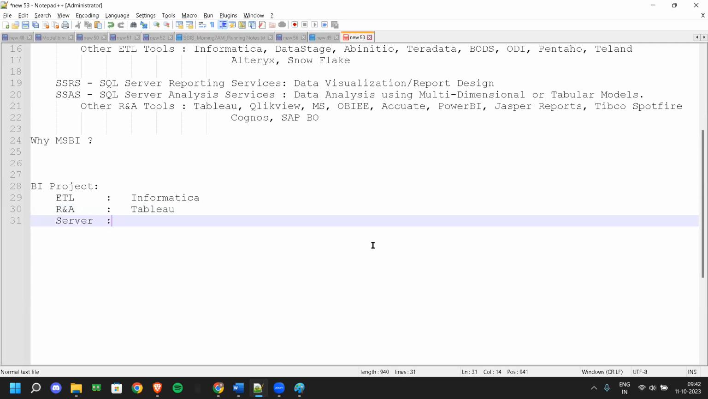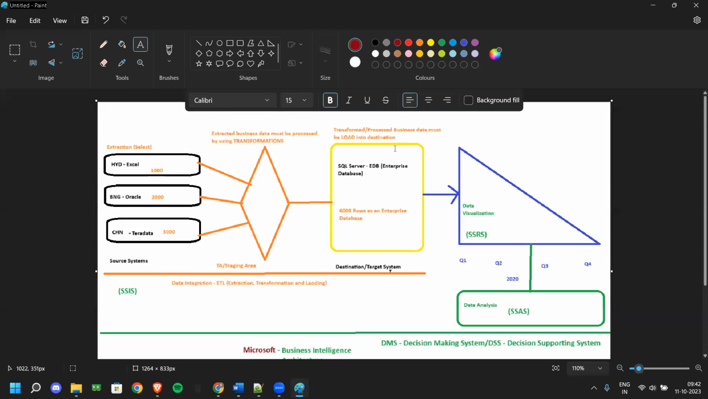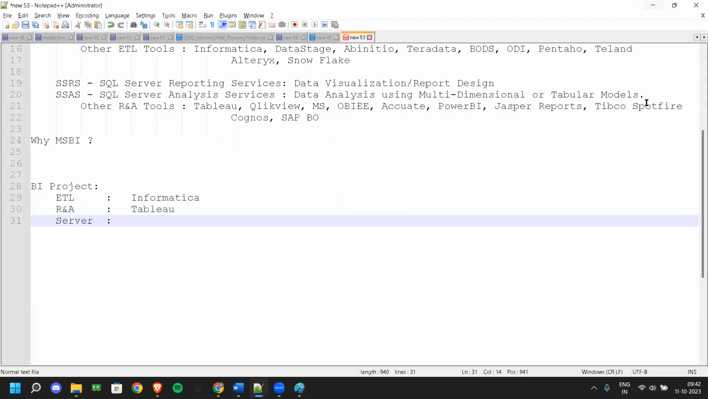And for the server, we need a server to maintain the enterprise level data, and I would go ahead with an Oracle server. So infrastructure is ready. I had to spend three quarters of my bank amount just to purchase licenses and procure infrastructure.